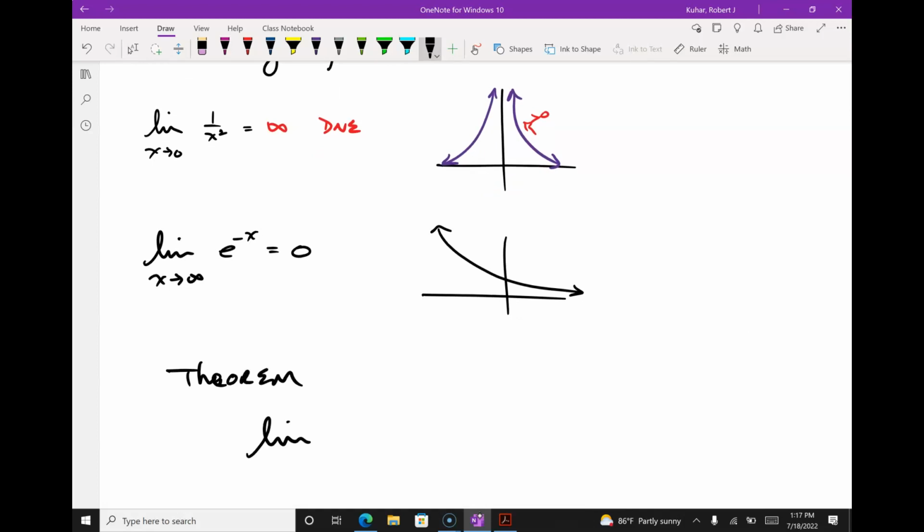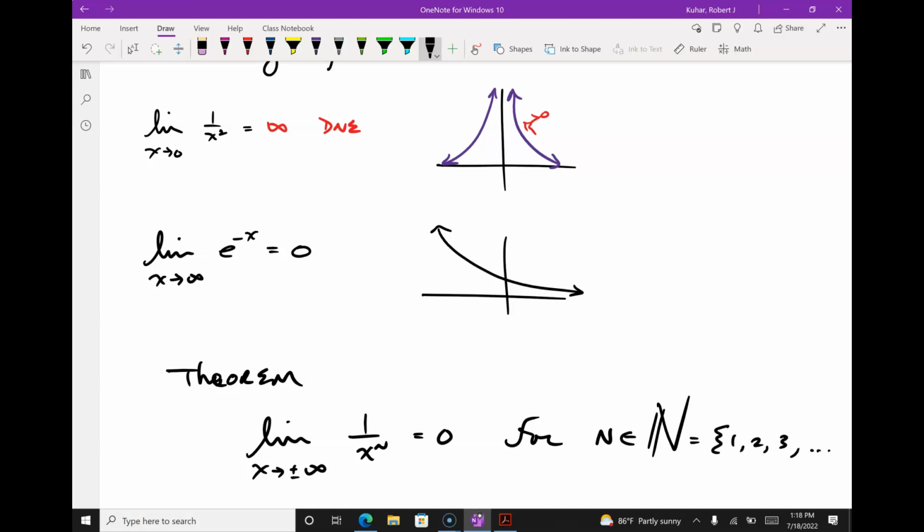So we have one particular theorem that we're going to just memorize, and that is the limit as x goes to plus or minus infinity of 1 over x to the n is equal to 0 for n in the natural numbers, right? 1, 2, 3, etc.